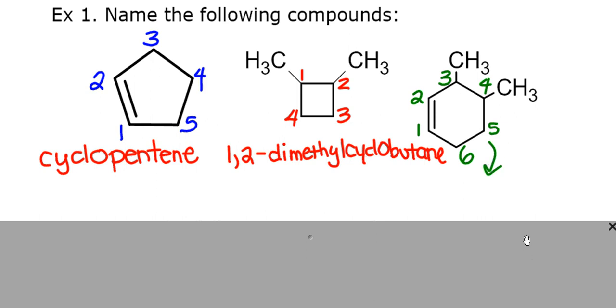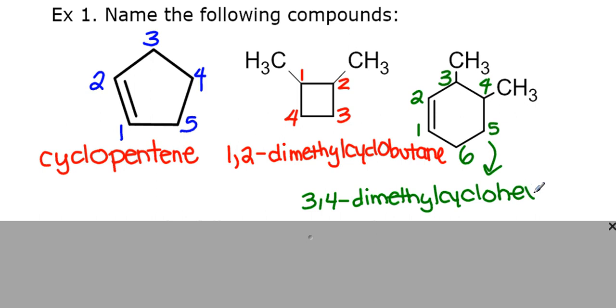So let's name this one down here. So branches first, 3, 4, both are methyl, so we put dimethyl. Cyclo for the ring, 6-membered ring, so hex. And here we put the double bond in, so we need ene. So 3,4-dimethylcyclohexene.